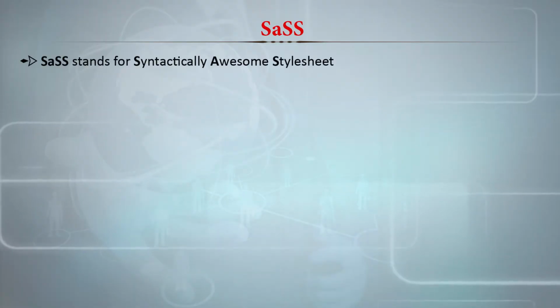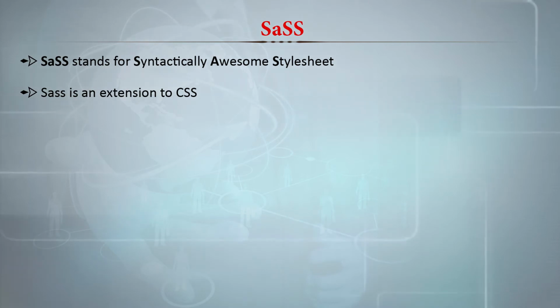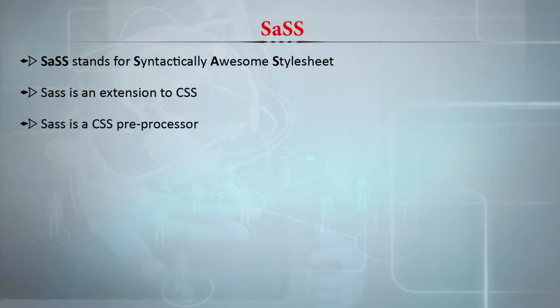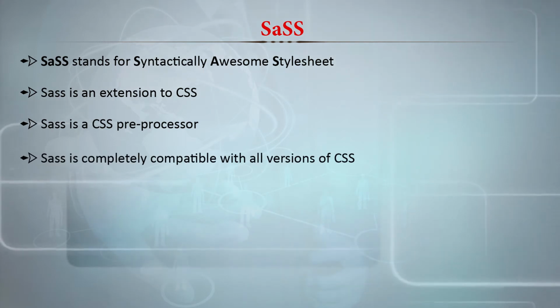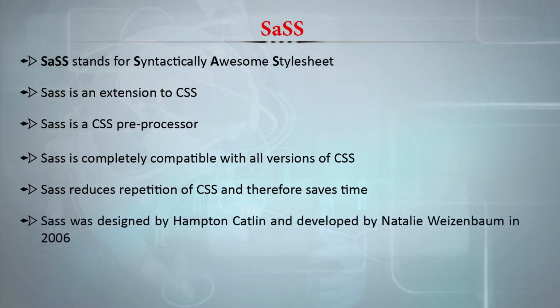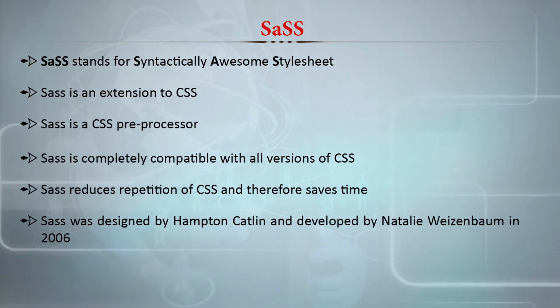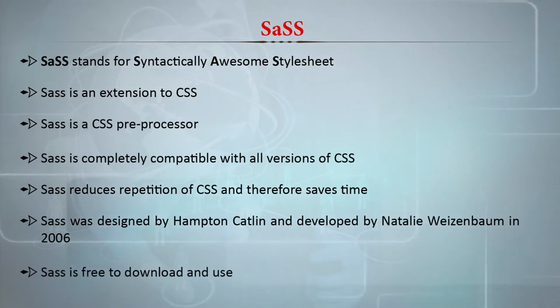Then let's look into Sass. It basically stands for Syntactically Awesome Style Sheets. It's an extension to cascading style sheets. It is a CSS preprocessor. It is completely compatible with all versions of CSS, and Sass reduces repetition of CSS and therefore saves time. Sass was designed by Hampton Catlin and developed by Natalie Weizenbaum in 2006, and Sass is free to download and use.